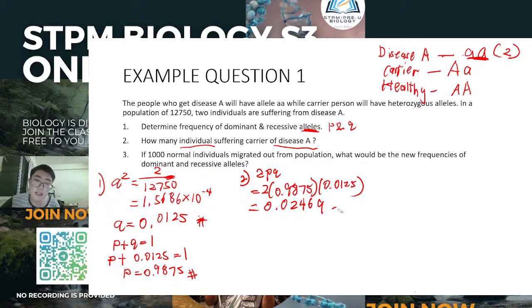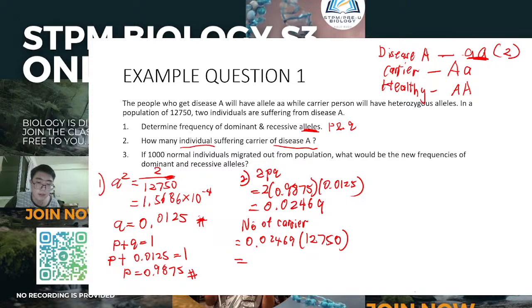Okay, this is not the final answer, because you want to find how many individuals. To calculate the number of individuals, meaning the number of carriers, you need to multiply 0.02469 times the total number. The total number is 12750. Okay, so then use your calculator again.